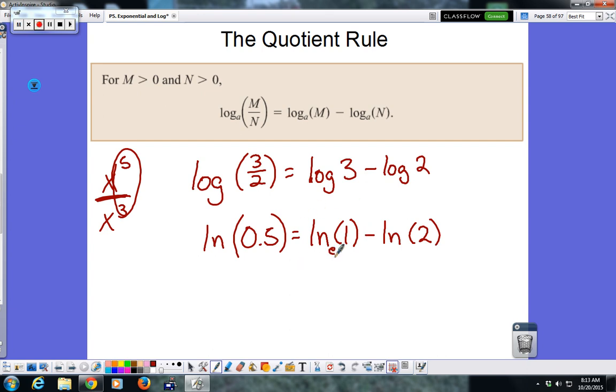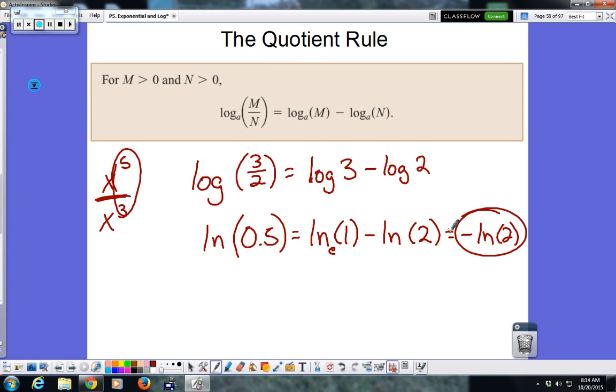This is e, right? E to what power is 1? We did that one 2 or 3 times yesterday, just because it pops up a lot. E to what power? 0. Anything to the 0 power is 1. So anytime you have the log, natural log, log base 2, log base 3, log base anything of 1, you're going to get 0. This is 0 minus natural log of 2, which is the negative natural log of 2.